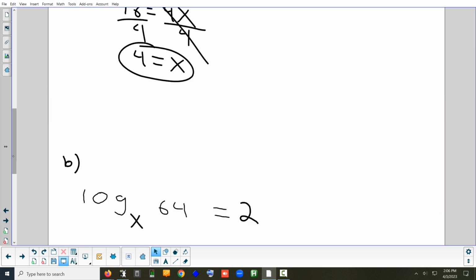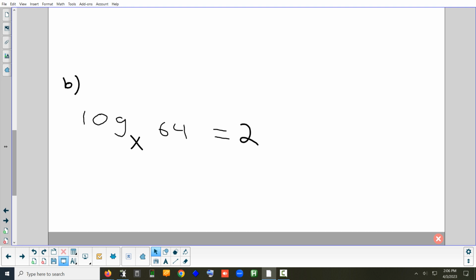Let's try solving for one where the variable is the base. So now it's in a different spot. It doesn't change the first step. The first step is still the same. Dominic, what's going to be my first step here?